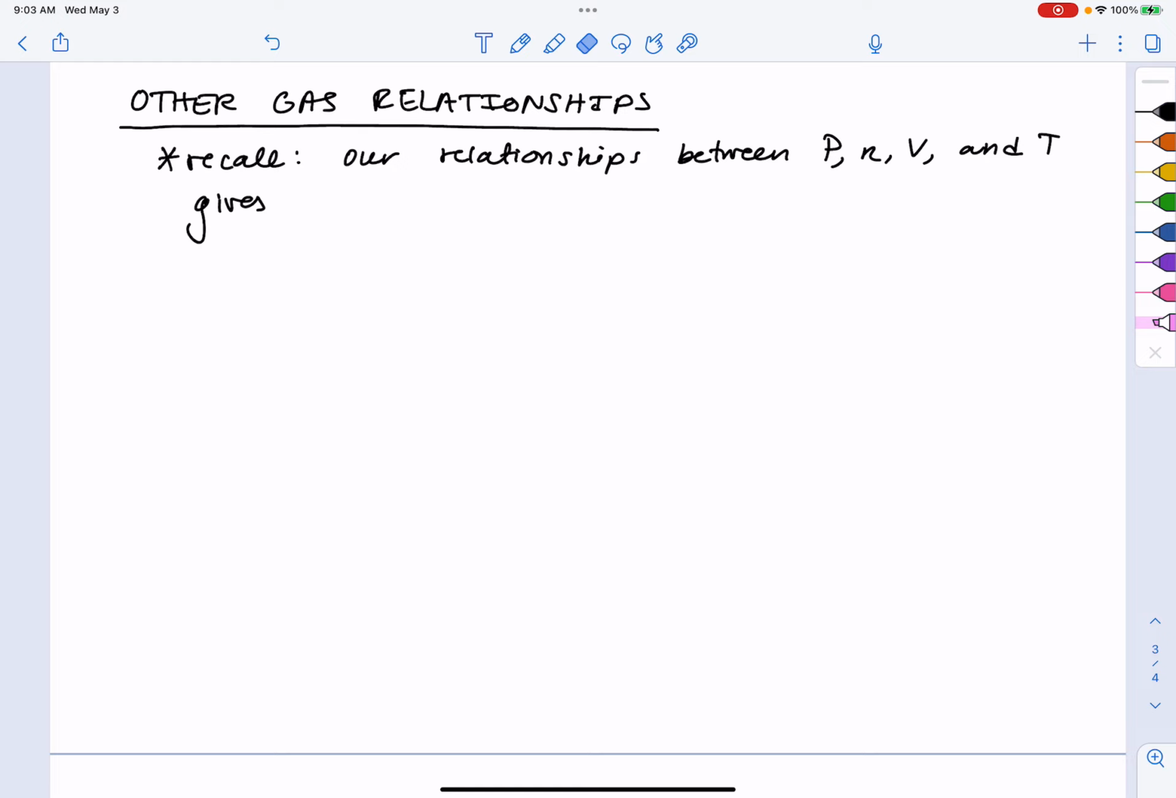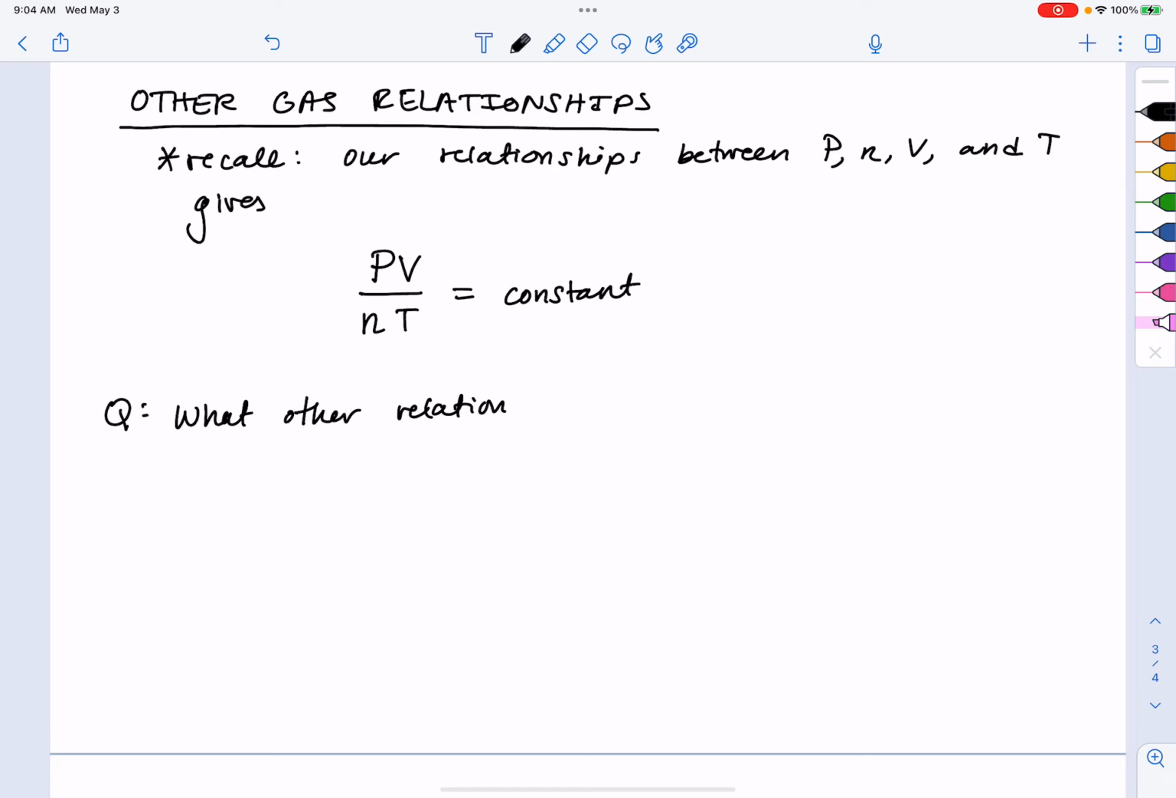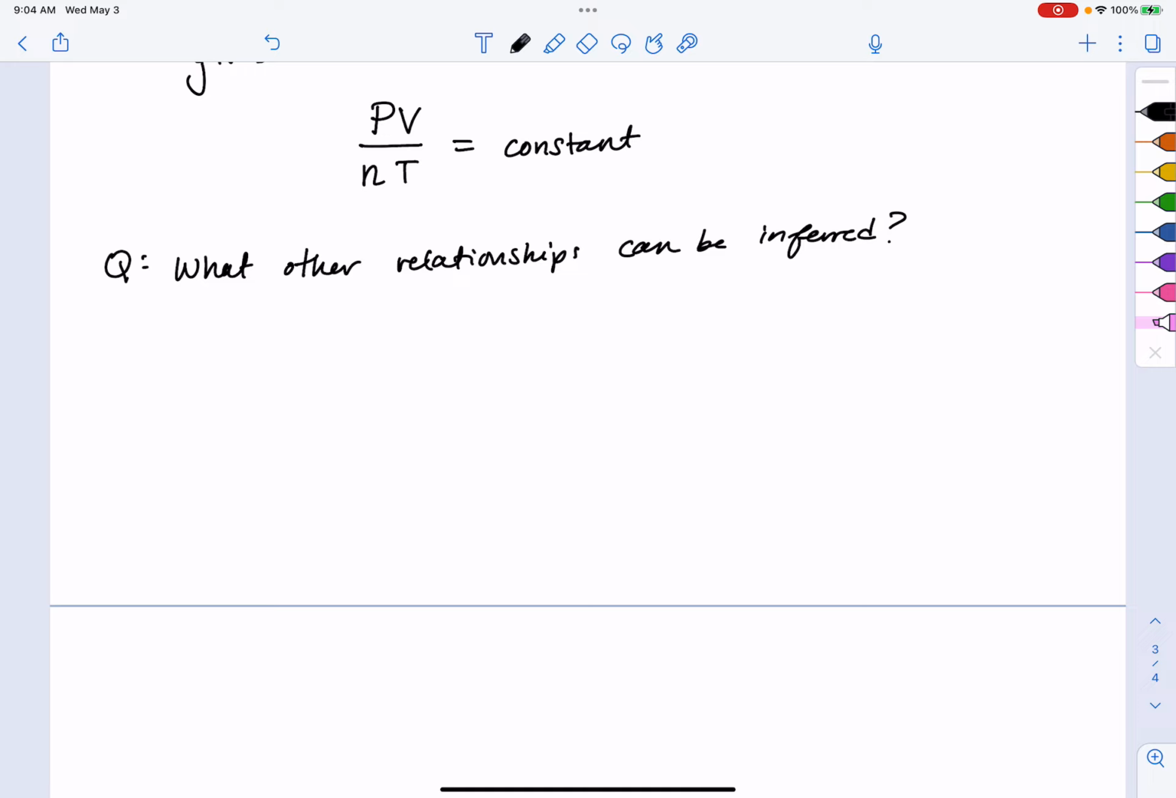As we just got done talking about, we were able to combine all of our pressure relationships so that we had pressure times volume over moles times temperature is equal to a constant. So asking ourselves a question, what other relationships can be inferred based on this mathematical structure? We're looking at relationships between variables that aren't pressure.